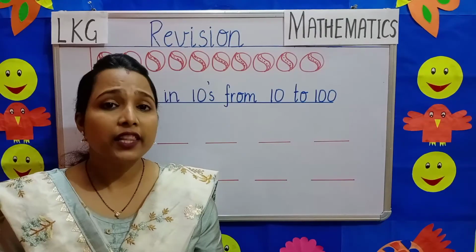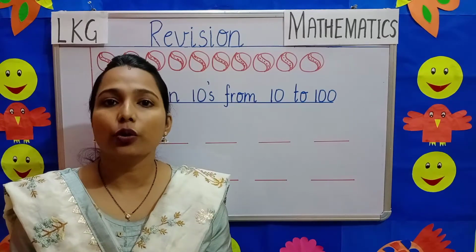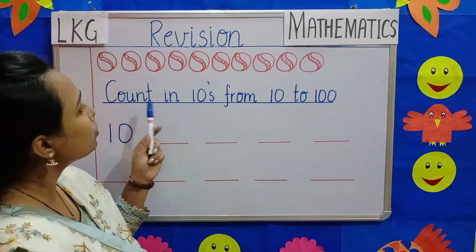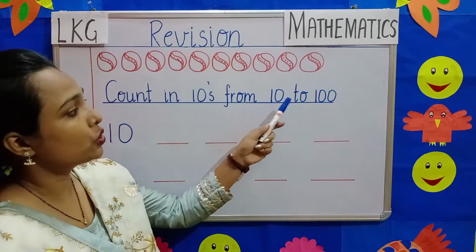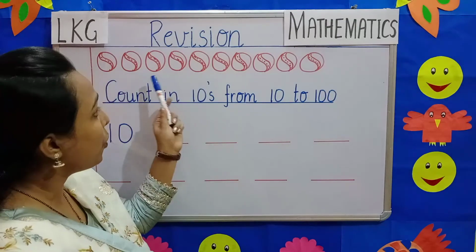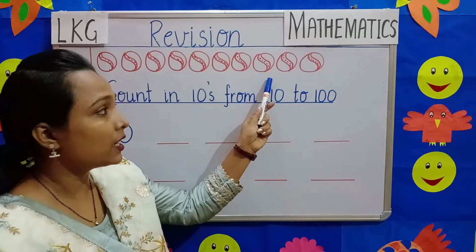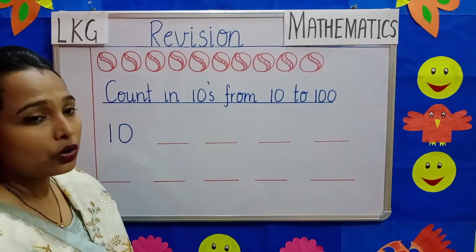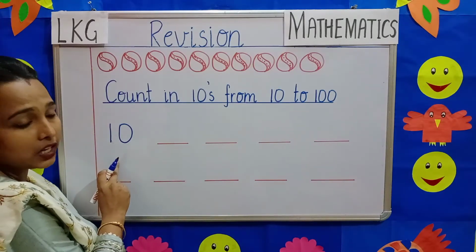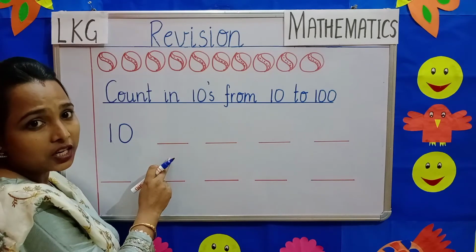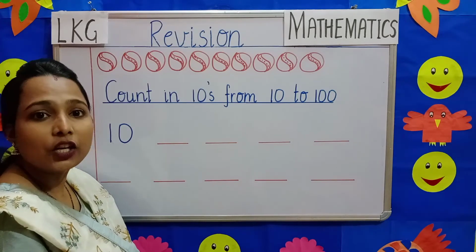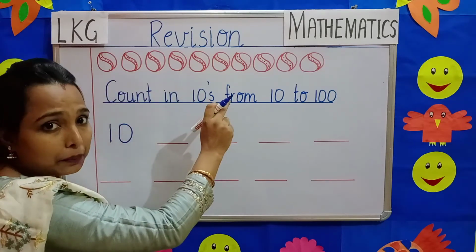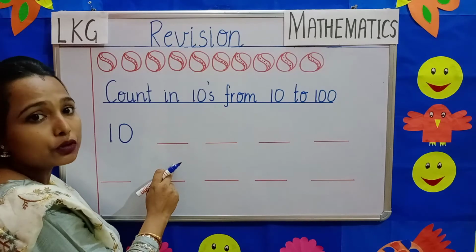So children, likewise you can use any other objects for counting. Now here our question is count in tens from 10 to 100. Can you see 10 balls over here, children, I have drawn? Yes, these you can count and write your answer here. Now here our number given is 10. What shall we write here, children? Shall we write here 11? No, as you have learned that we skip 9 numbers and the 10th number becomes your answer.